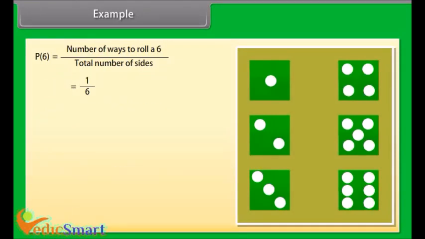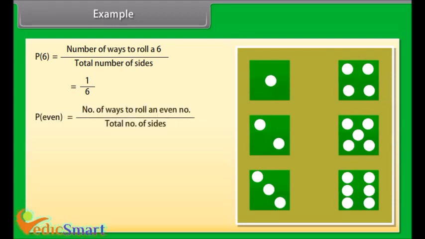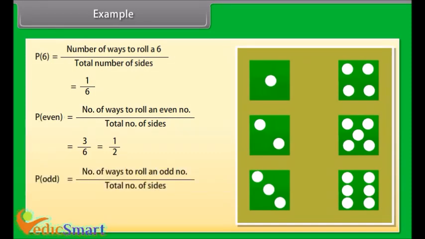Now we can see that the number of ways to roll an even number is 3. We can find the probability as P(even) is equal to number of ways to roll an even number upon total number of sides, which is equal to 3 upon 6, which is 1 upon 2. And the number of ways to roll an odd number is 3. So the probability P(odd) is equal to number of ways to roll an odd number upon total number of sides, which is equal to 3 upon 6, which is 1 upon 2.